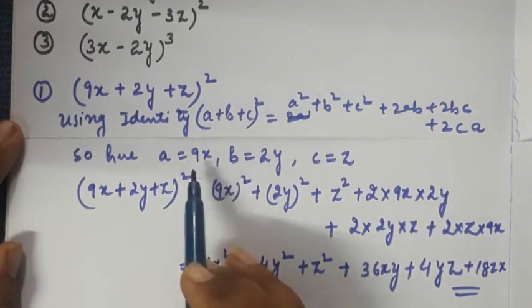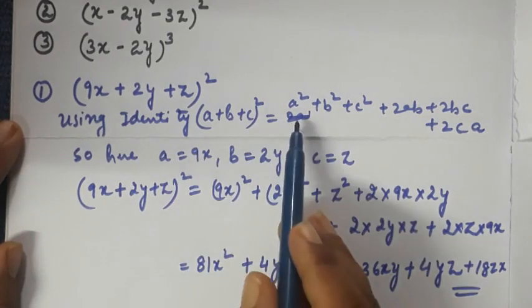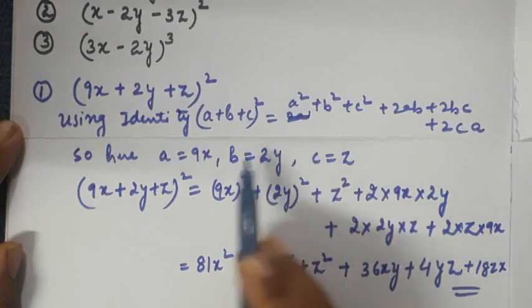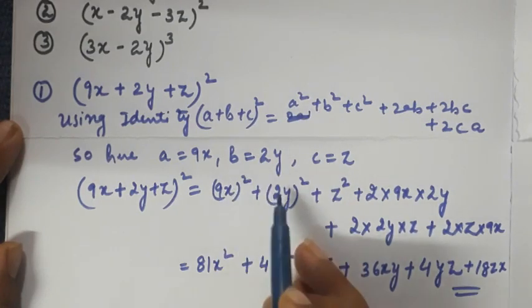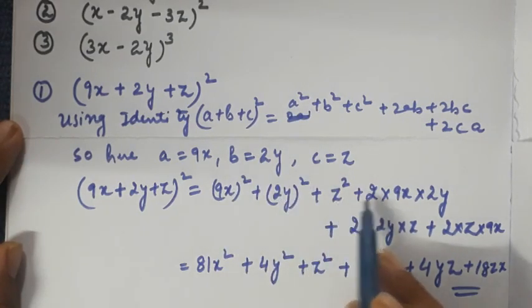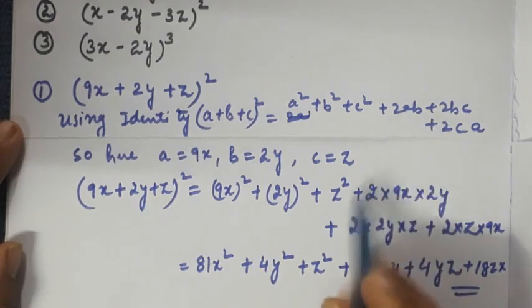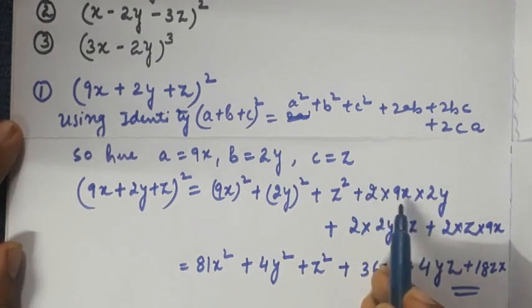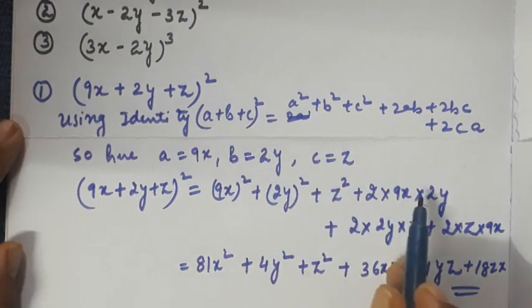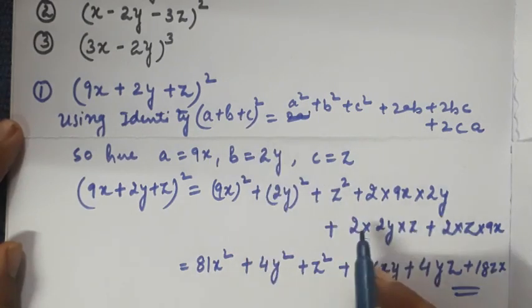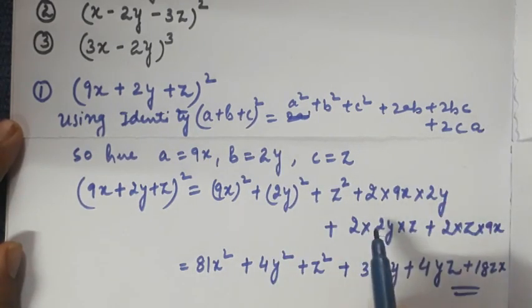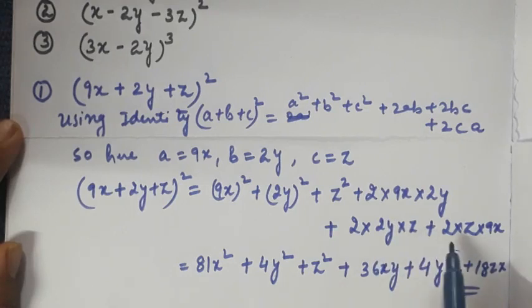Now as I have substituted the value of a in a², I get (9x)², similarly (2y)² plus z² plus 2ab. So I wrote here 2 into 9x, that is a, and 2y, which is b. Similarly 2bc, means I have substituted the values of b and c. Similarly 2ca, substitute the values of c and a.